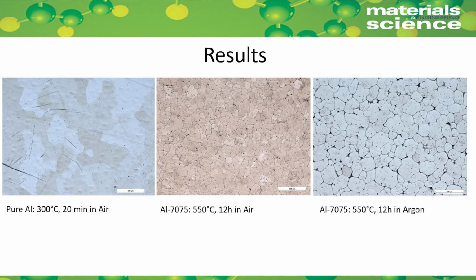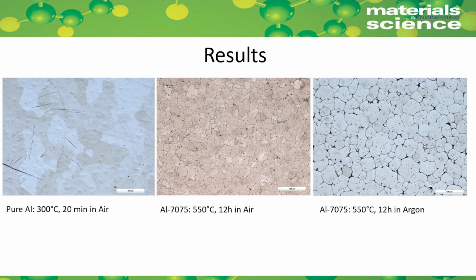In this slide, it shows the final heat treating condition for both pure aluminum and aluminum 7075. The pure aluminum was annealed at 300 degrees C for 20 minutes. It resulted in these massive big grains with an average grain size of around 600 micron.